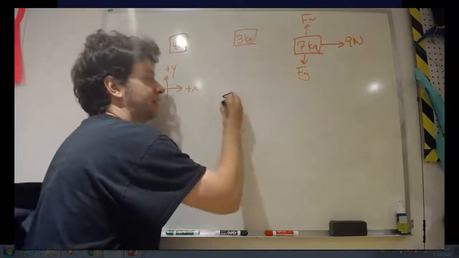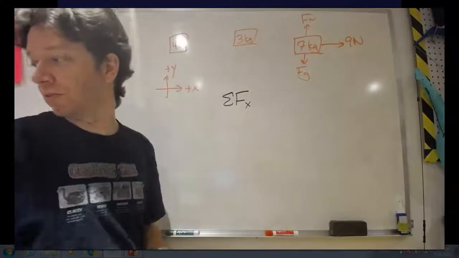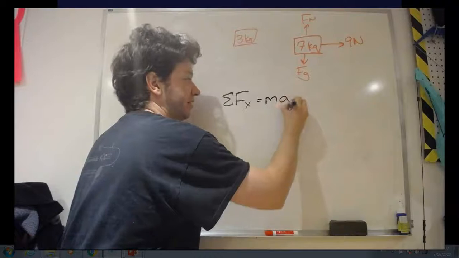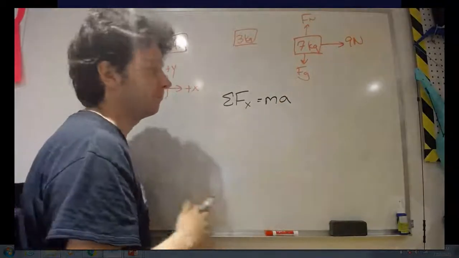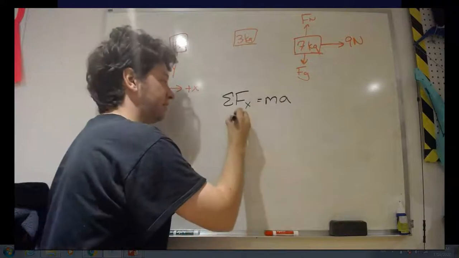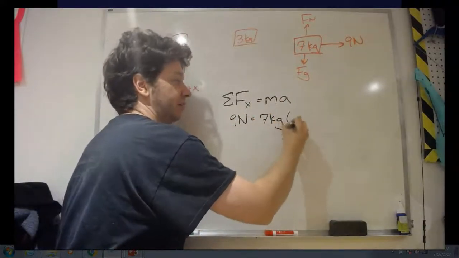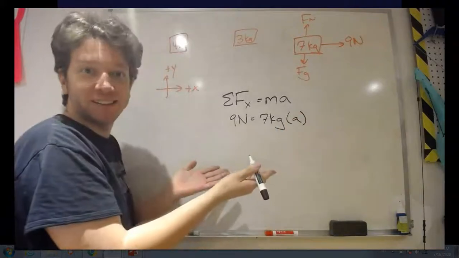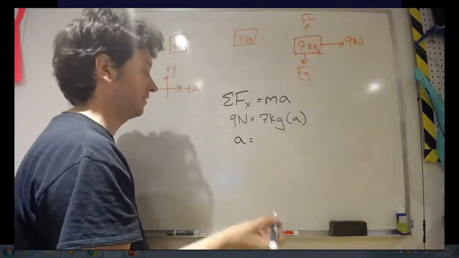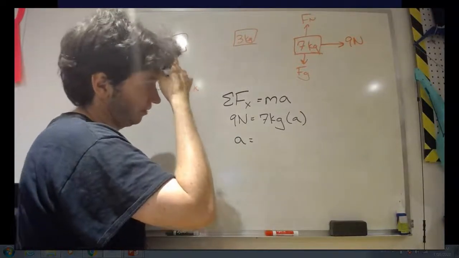Since I'm solving for acceleration, I'm going to apply Newton's second law in our x direction. So net force in x equals mass times acceleration in x, but ax equals a. And how many forces do we have in x? Just the one. It's 9 newtons. The mass is 7 kilograms times a. Fairly simple, quick question, right? A equals 9 divided by 7, which is 2.3.